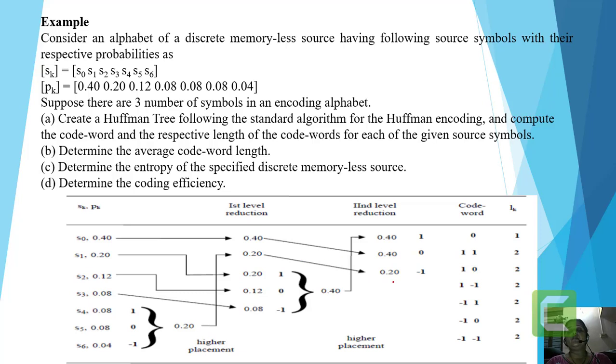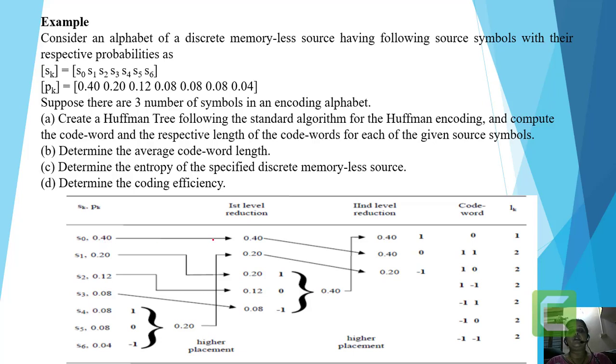Again 0.20 will be taken as it is. Now in this level of reduction, only 3 symbols are left. So here we have to stop. But before stopping, we have to assign the digits as 1 0 -1. Now after stopping here, let's track the code word for each of the symbols.